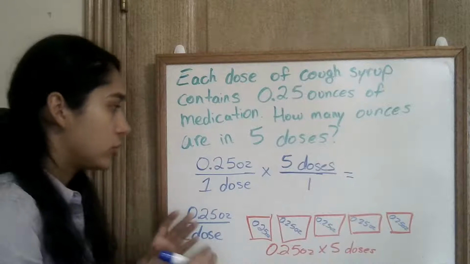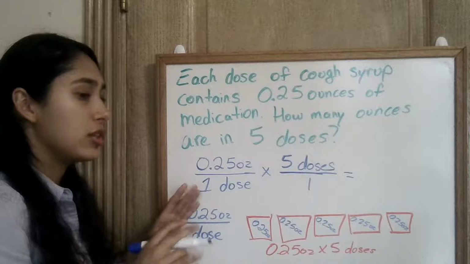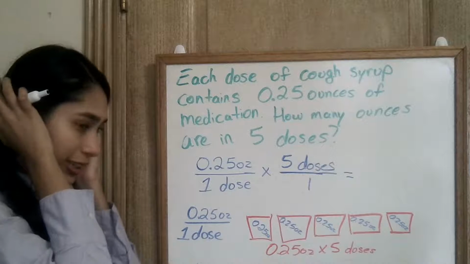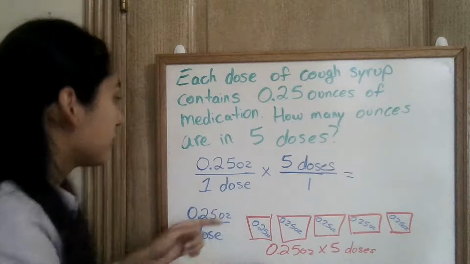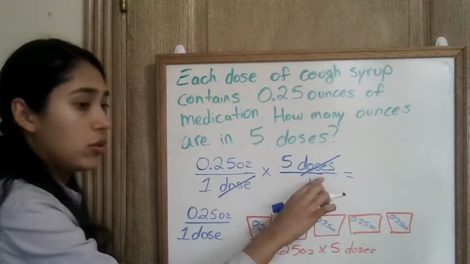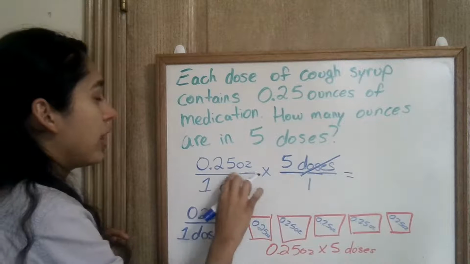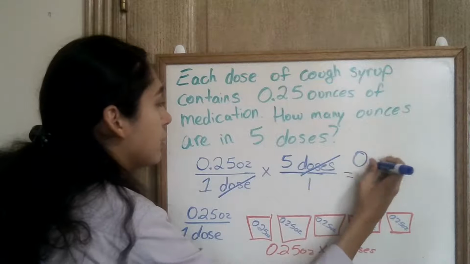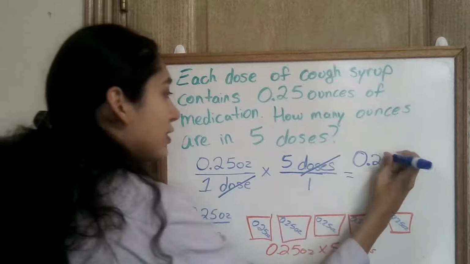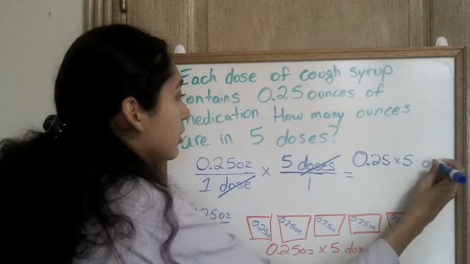Okay, so this is the part where if you're not very comfortable with fractions, you can just go ahead and cover your ears. Like, no, miss, I don't want to know what you're talking about with cross-differential analysis. I don't want to listen. This is where you can cover your ears. I'm just going to go ahead and cancel where it says dose here and here. And I know my units is just going to be 0.25 times 5, and my answer is going to be in ounces. If you didn't want to listen to that part, you can uncover your ears now. Right? And I know my unit's going to be ounces.